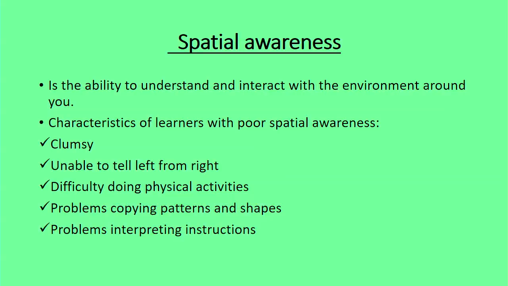There are also the learners that are mostly unable to tell left from right. They have difficulty doing physical activities like to jump or to catch a ball. They are also the ones that have difficulty copying patterns and shapes from the board. And they're also the ones that usually have problems interpreting instructions. Like you tell the child, go to the door, go fetch the ball, go throw in the bin. Those are some of the characteristics of learners with poor spatial awareness.